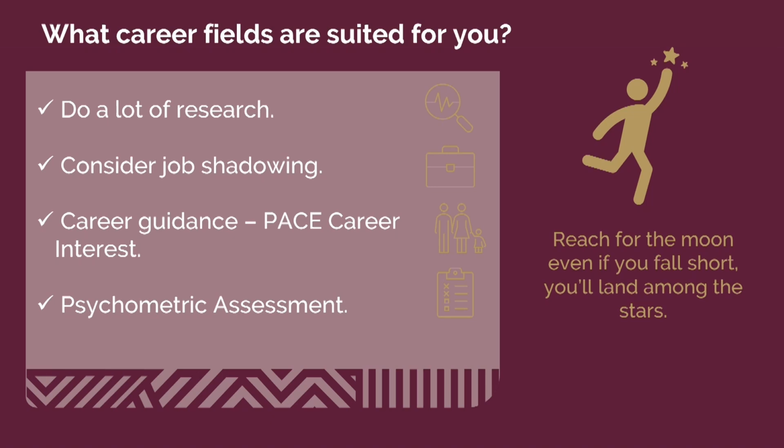You can also do a psychometric assessment at Stellenbosch University, because sometimes it's difficult. When you are in grade 9, it is difficult to decide. You are still young, so you don't know what you want to do. It is too soon. Some people discover that early in their lives, some discover later in life what they really want to do. So doing career guidance or that psychometric assessment can really help you.